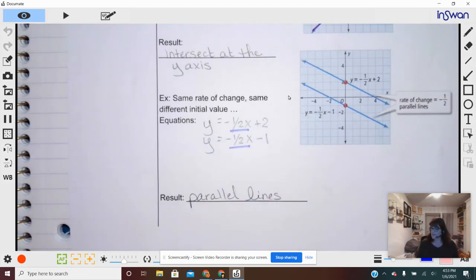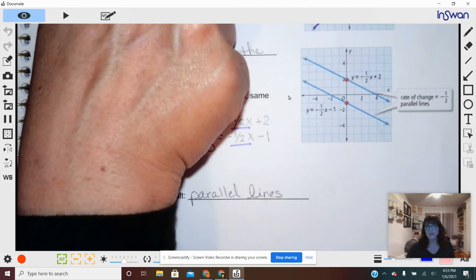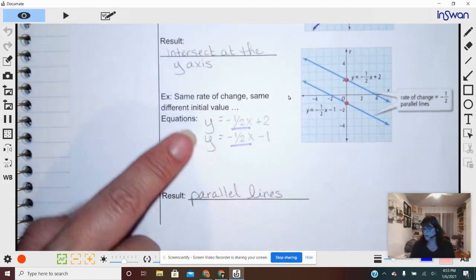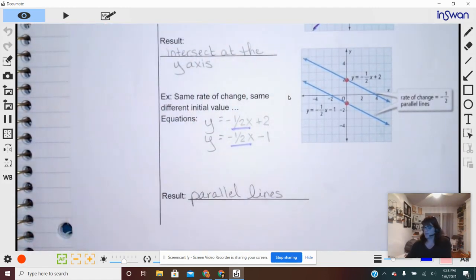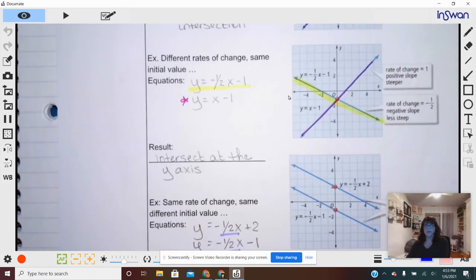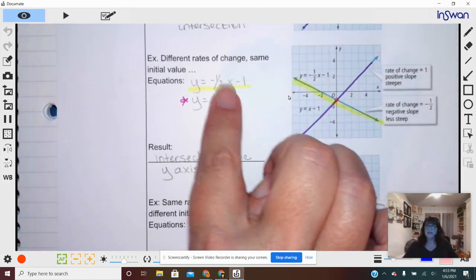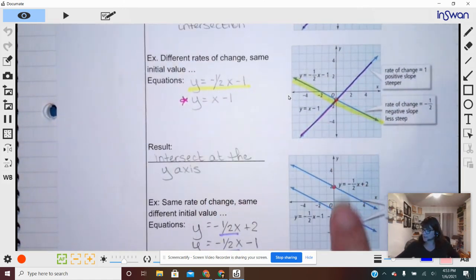So hopefully this helps you make some comparisons just using the equations instead of having to necessarily see a graph of every single line.